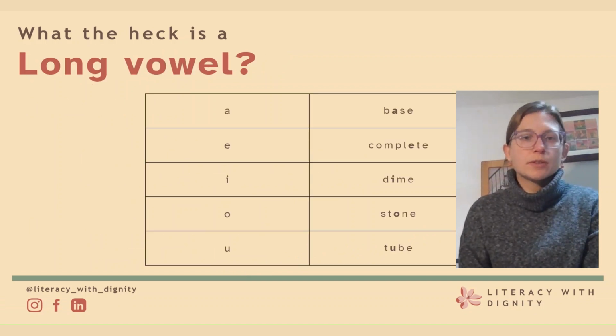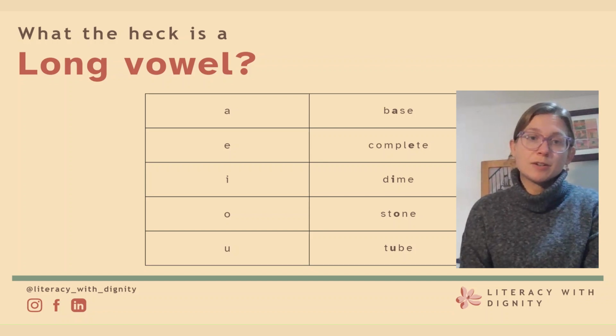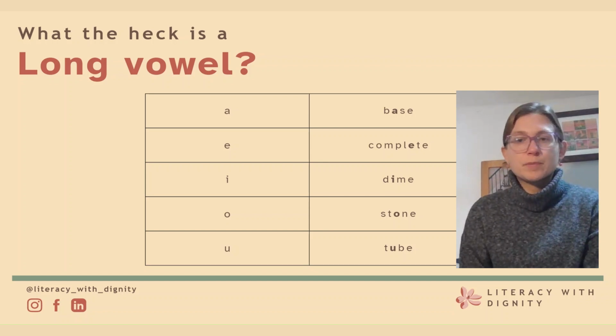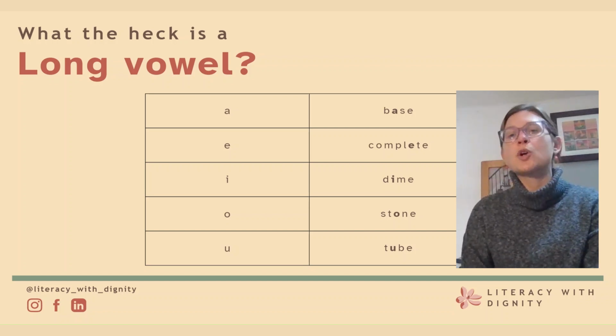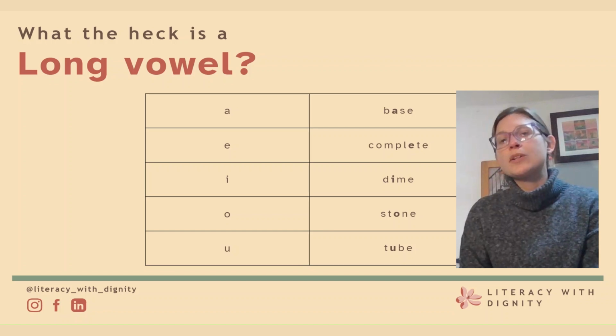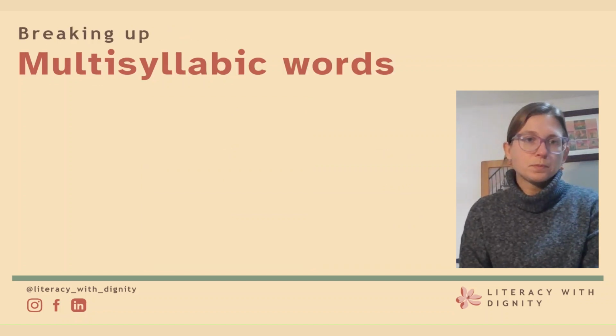So long vowels say their name. So the A makes an A sound, E makes an E sound, I makes an I sound, O makes an O sound, U makes a U sound. Students are way faster with long vowels than they are with short vowels. The tricky thing is getting them to go in between and know when to say which kind of vowel.